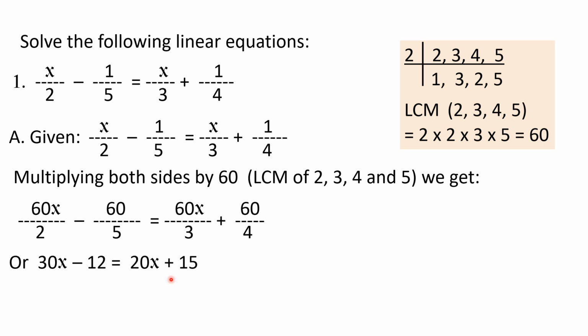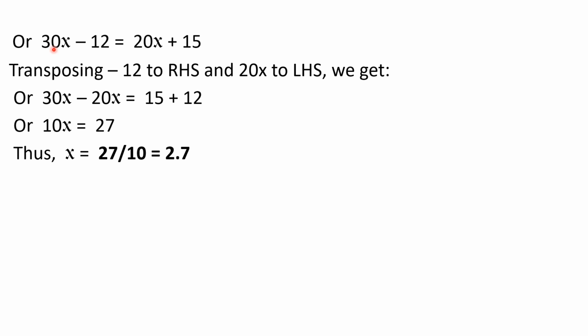Now we do the further simplification of transposing the constant terms and the variable terms. So we got this one. So transposing minus 12 to the right hand side and 20x to the left hand side, we get 30x minus 20x is equal to 15 plus 12. 15 plus 12 is 27. 30 minus 20 is 10. So 10x is equal to 27. In other words, x is equal to 27 upon 10 or 2.7.